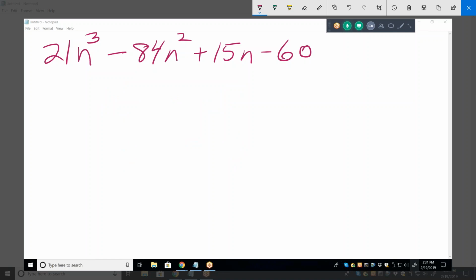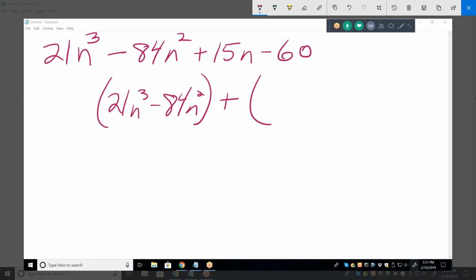Tell me what the next line should be with parentheses. So, parentheses 21n cubed minus 84n squared, and then starting parentheses 15n minus 60. And then a plus sign. Plus sign, yeah. Because sometimes that's negative, and that makes it much harder. But in this case, they're still giving us a plus sign, which makes it easy. Next line.